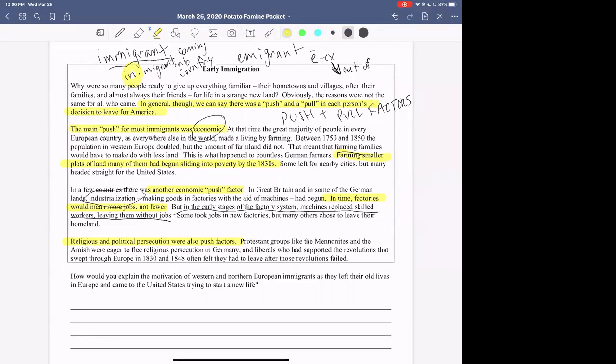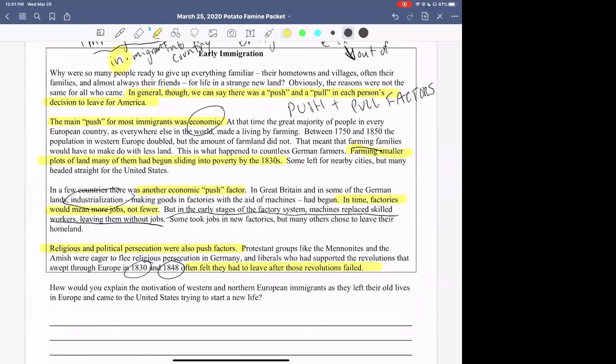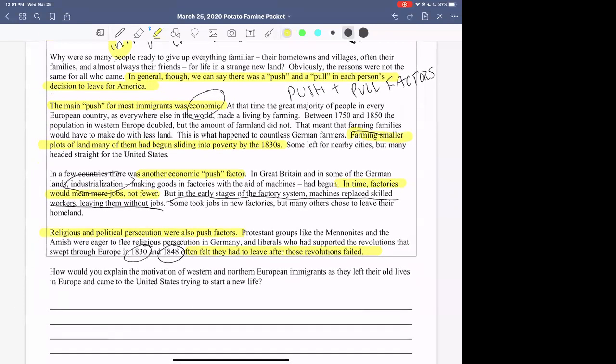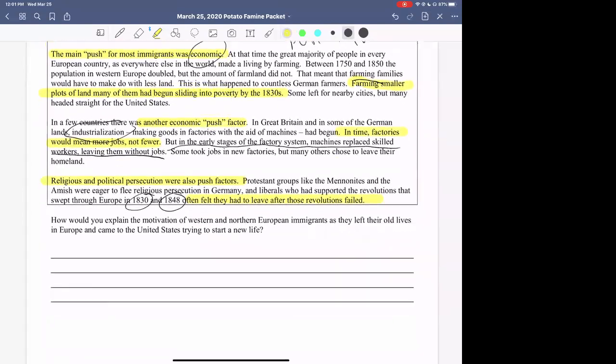Protestant groups like the Mennonites and the Amish were eager to flee religious persecution in Germany, and liberals who had supported the revolutions that swept through Europe in 1830 and 1848 often felt like they had to leave after those revolutions failed. So maybe we'll circle these dates here, as we often can do with important dates, and highlight this. What's important here is that people are pushing for more rights and freedoms, and when they're not getting them, they're saying, well, the United States is the land of opportunity. Perhaps I can get those freedoms if I emigrate to the United States.